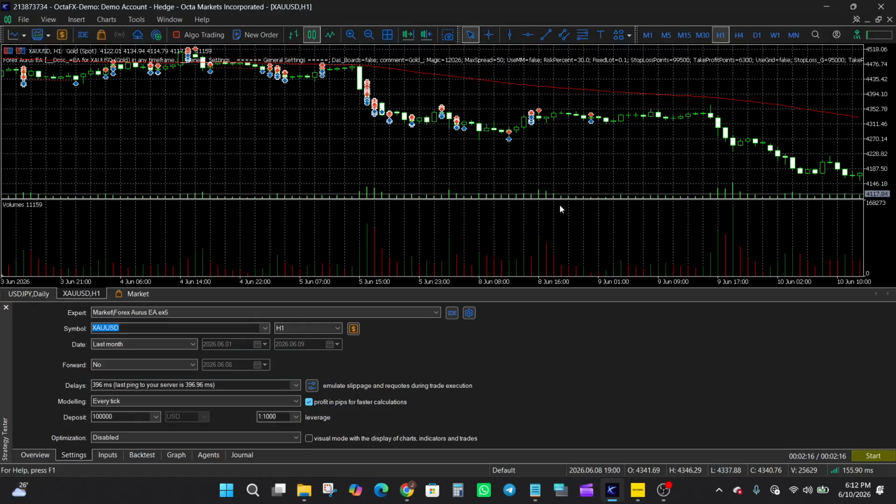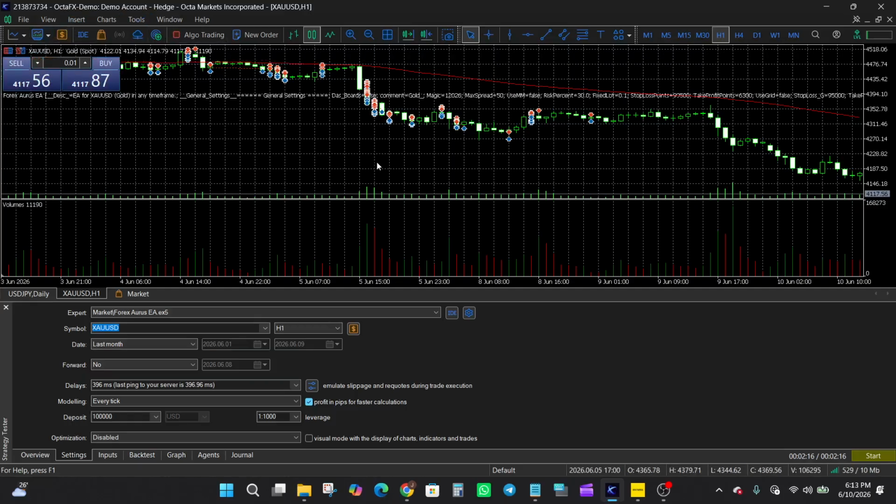Overall, the Forex AURUS EA presents itself as a gold-focused algorithm with strong emphasis on risk protection and structured execution. So before considering any live deployment, I'll still recommend running longer term testing and forward demo testing so you can better understand how it behaves under different market conditions and broker environments.